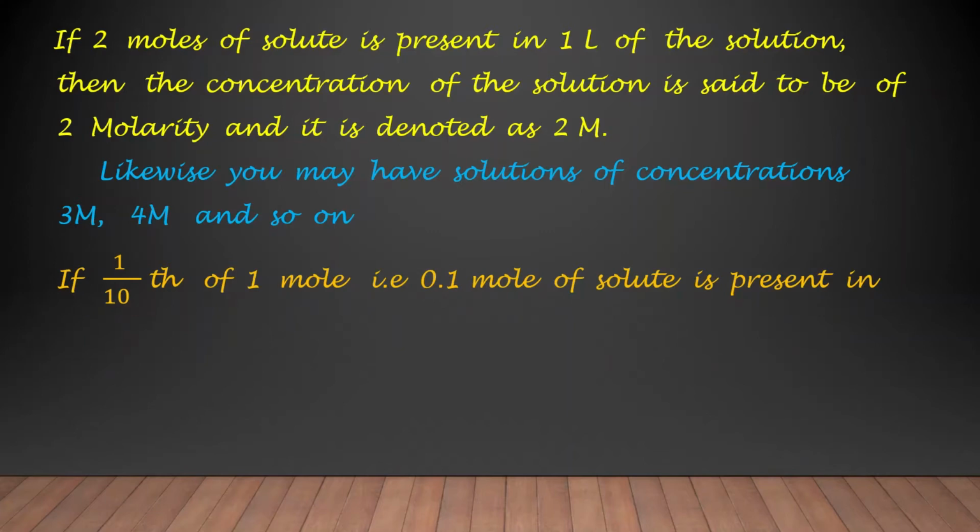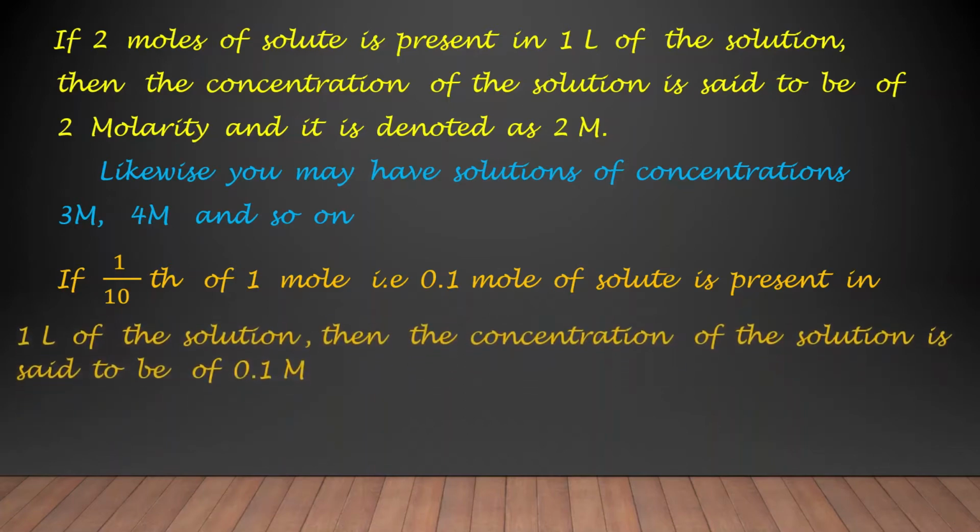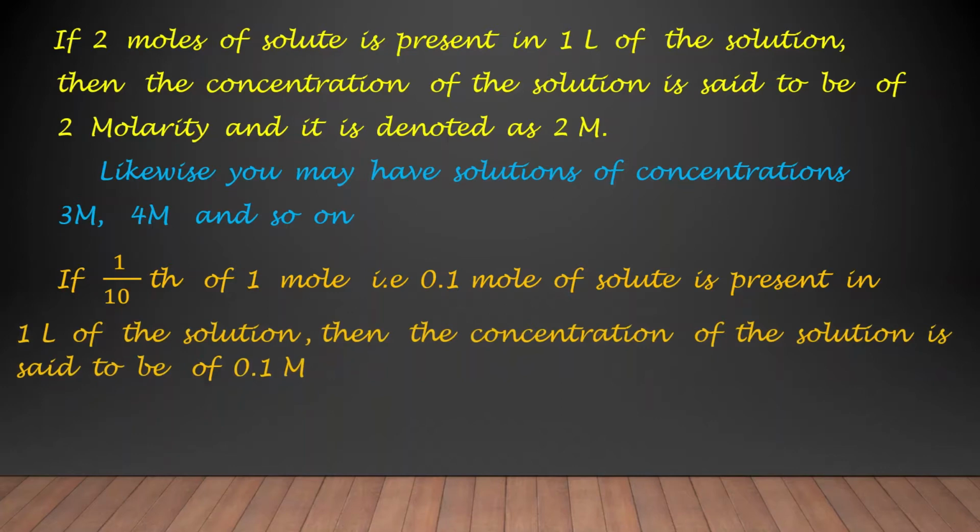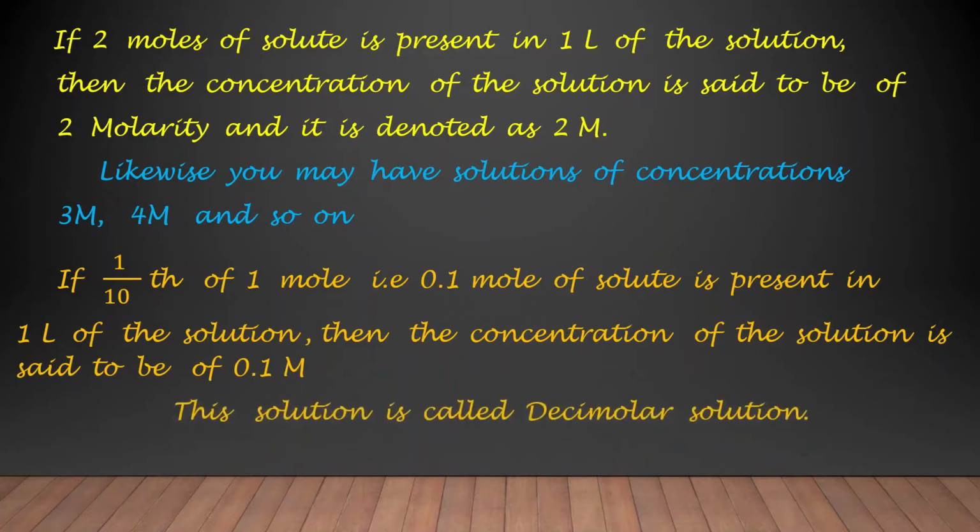If 0.1 mole of solute is present in 1 liter, then the concentration of the solution is said to be 0.1 M. So the molarity of the solution is 0.1 M, and this solution is called the decimolar solution. So a decimolar solution is a solution of molarity 0.1 M, and a molar solution is nothing but a solution of molarity 1.